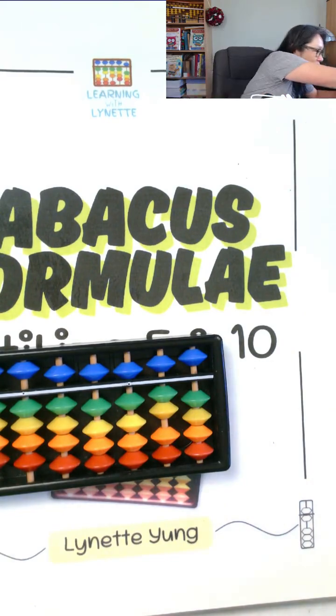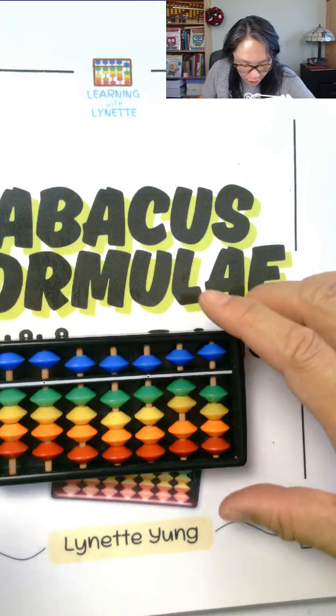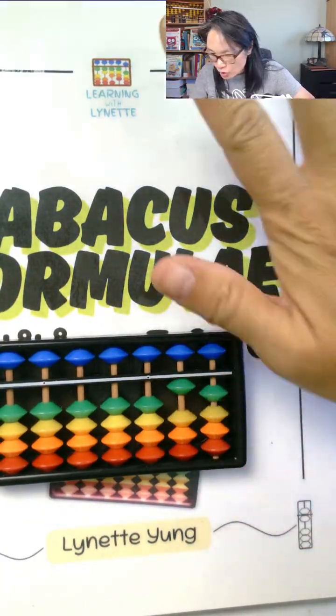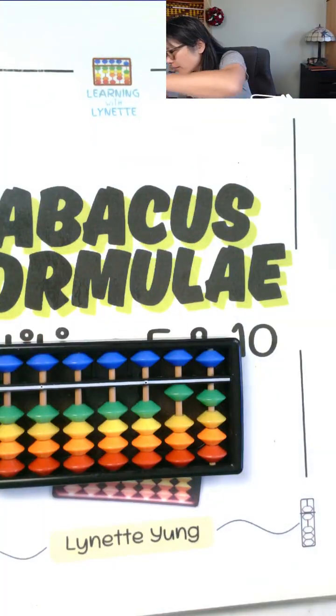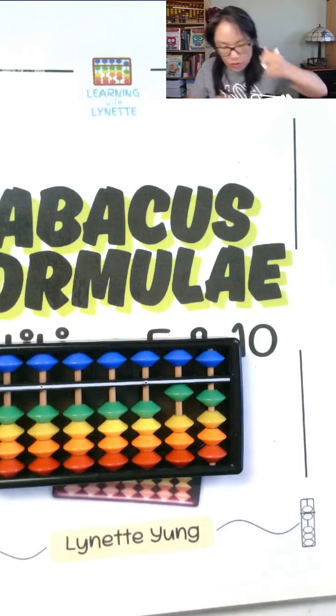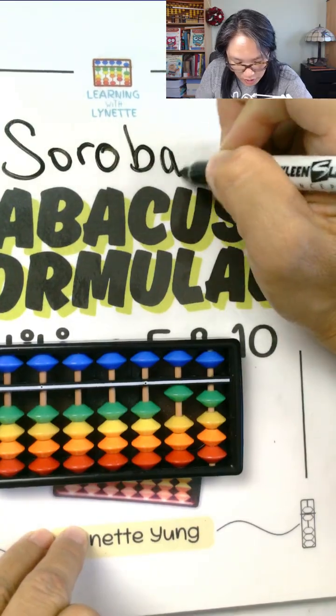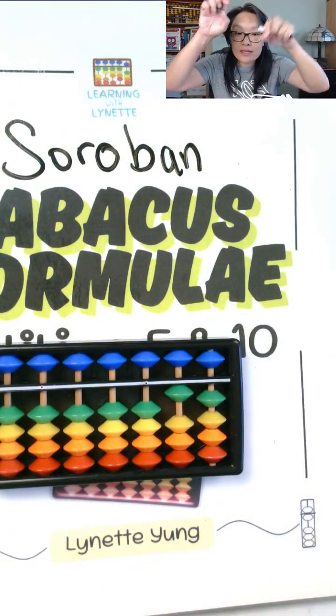So what we did before is we learned how to read the abacus. This specific one is called a soroban. Let me write. Soroban spells like this. This is what the kids use when they do mental math. This is what they're using.